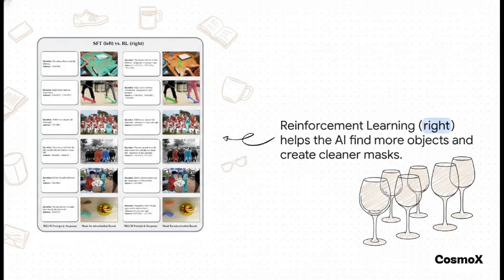And you can literally see the difference it makes. On the left, that's the model with just the standard training. On the right, that's the same model after reinforcement learning. Just look at how much better it is at finding all the objects it's supposed to, in this case the glasses on the table, and how much cleaner and more accurate the masks are. It's a night and day difference.